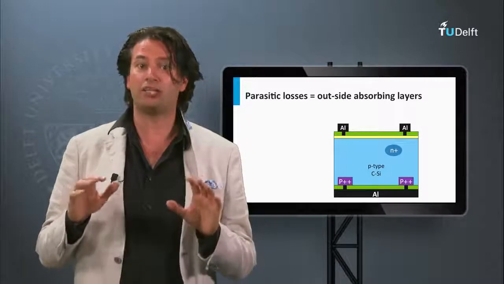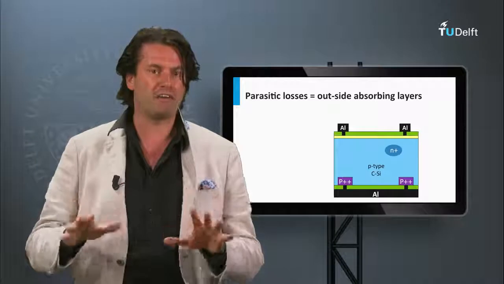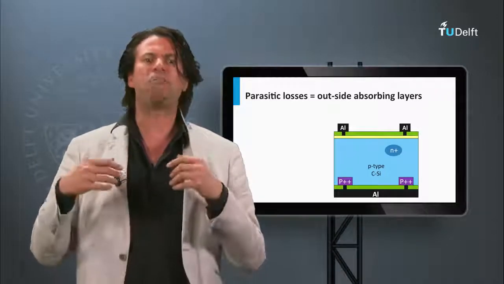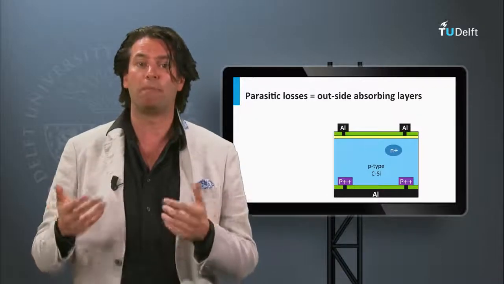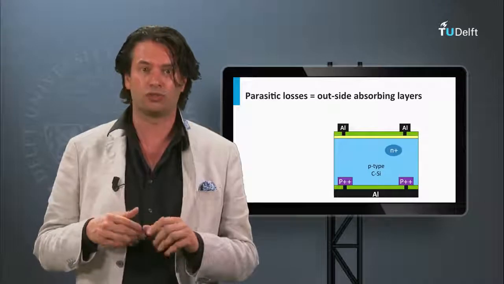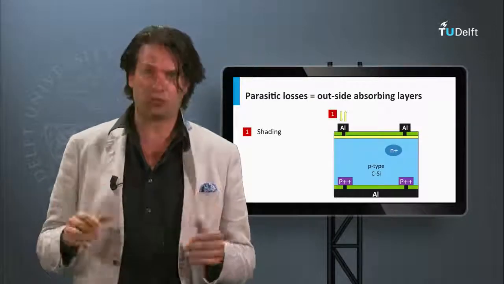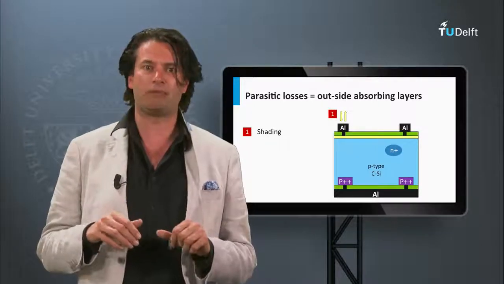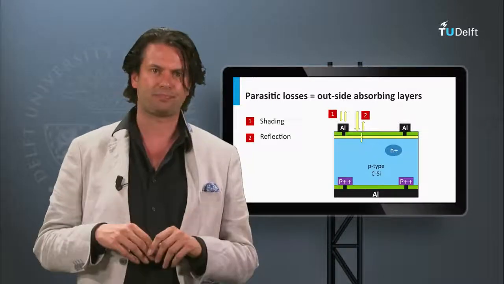Using this relatively simplified solar cell configuration, we will demonstrate the various optical losses, or in other words, which mechanisms prevent that all light is being absorbed in the P-type crystalline silicon solar cell. First, we consider the metal contacts. These contacts shade a certain area, preventing light to be absorbed in the PV active layers.